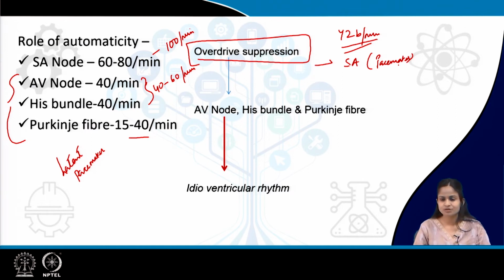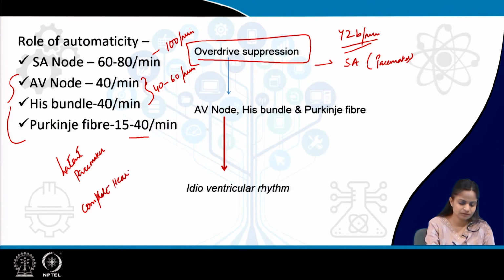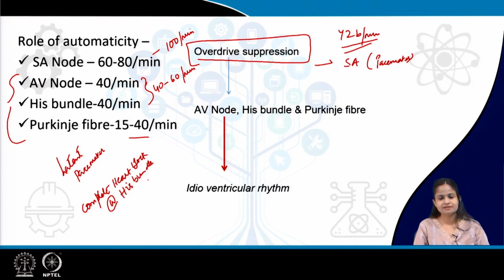But suppose there is a heart block at the level of the His bundle. Whenever there is a complete heart block at the level of the His bundle, what will happen? The impulses are not getting transferred from the SA node to the AV node. So, what will happen to the ventricles in this person? The ventricles will take their own rhythm. That means the ventricles will generate their own rhythm, which is nothing but the Purkinje fibers' rhythm, that is 15 to 40 beats per minute.